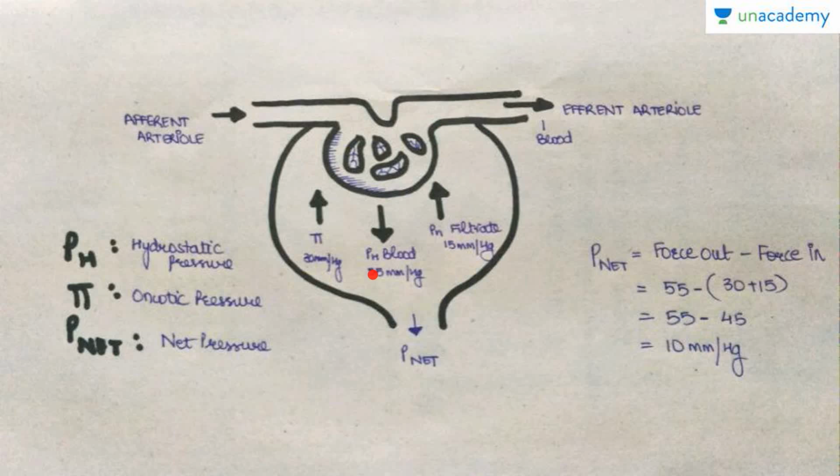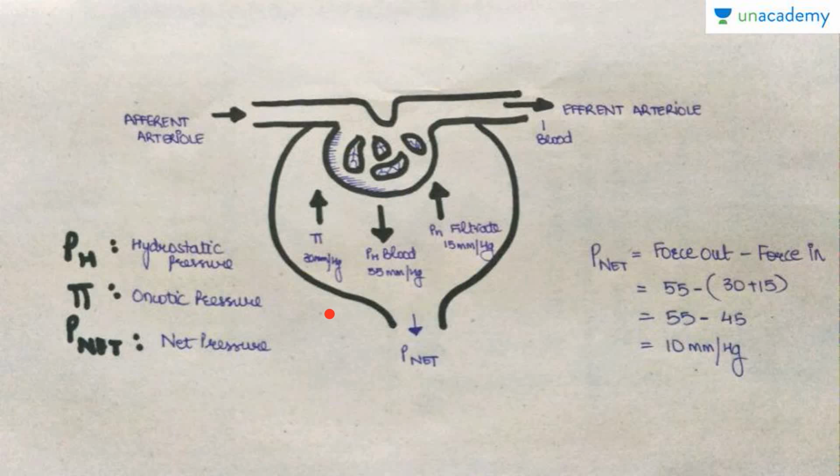So we've got the hydrostatic pressure of the blood here, which is 55 millimeters of mercury, and the hydrostatic pressure of the filtrate is 15 millimeters of mercury. Additional to these, we also have the oncotic pressure, which again I told you is exerted by the proteins. This is in the opposite direction to the hydrostatic pressure of the blood, and it is about 30 millimeters of mercury.